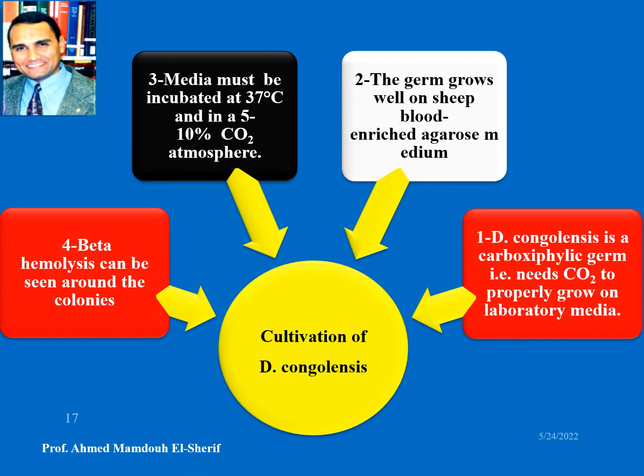Cultivation of Dermatophilus congolensis. Dermatophilus congolensis is a capnophilic germ, meaning it needs carbon dioxide to grow properly on laboratory media. The germ grows well on sheep blood enriched agar medium. Media must be incubated at 37 centigrade in a 5 to 10% carbon dioxide atmosphere. Beta hemolysis can be seen around the colonies. This will be described well in the following slides.